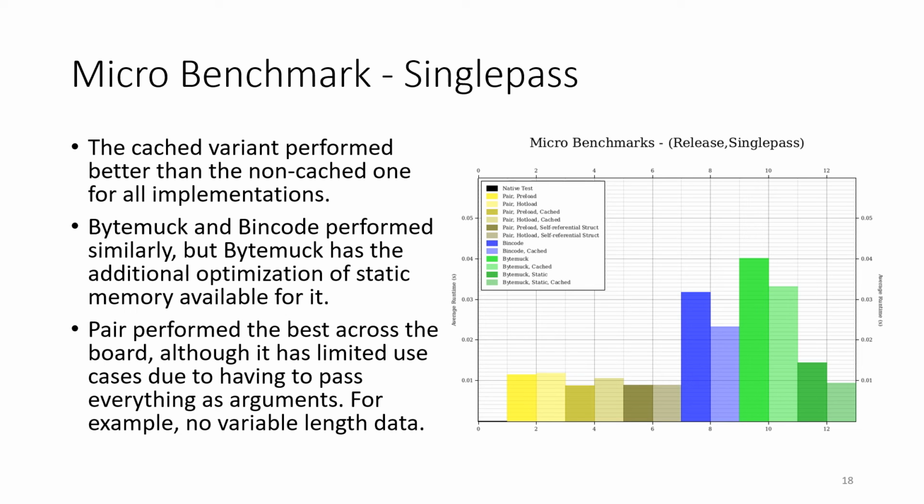We can see that for the pair ABI, the hot load versus preload factor made essentially no difference. This is most likely because the hot load version was optimized into the preload version by the compiler in release mode. While the pair ABI may have performed the best in comparison to the other WebAssembly ABIs, it's important to remember that it has rather limited usage because it doesn't support anything more complex than integers and floats.